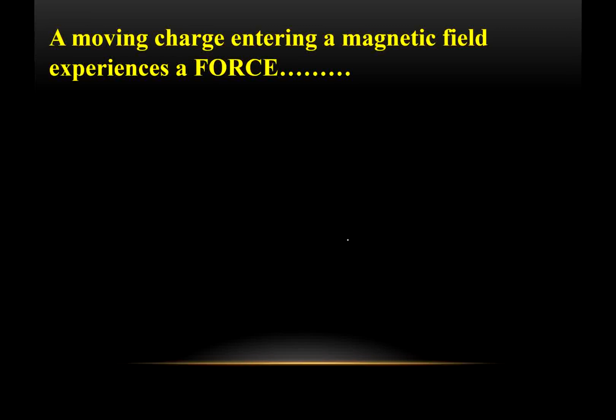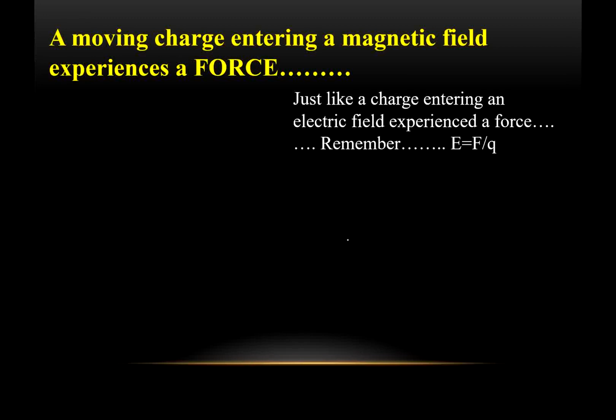So, a moving charge entering a magnetic field experiences a force. If we have a magnetic field and we put an electric charge going through it, it's going to feel a force. Just like when we had an electric charge entering an electric field experiencing a force, the same thing happens with magnets. So before, we had the electric field equals the force experienced by the particle divided by the charge of that particle. This is what we now have for magnetic fields, that the force experienced by that particle, F, will be equal to the charge of that particle, Q, times the velocity of the particle, times the magnetic field.